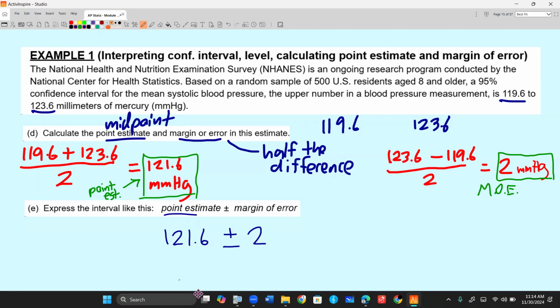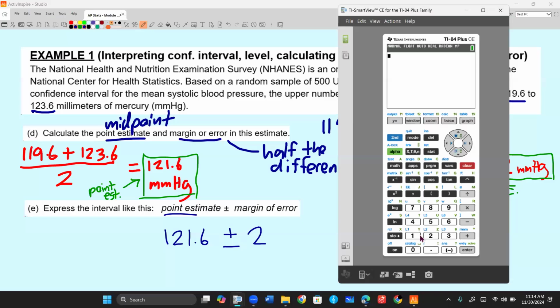Let's look at how that works in the calculator. So if you do 121.6 and subtract 2, you'll get your low end, 119.6. And then if you do 121.6 plus 2, you're going to get your high end, so 123.6.